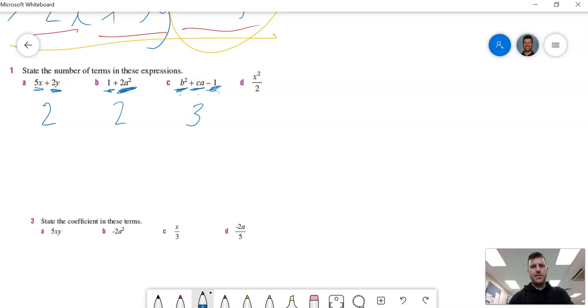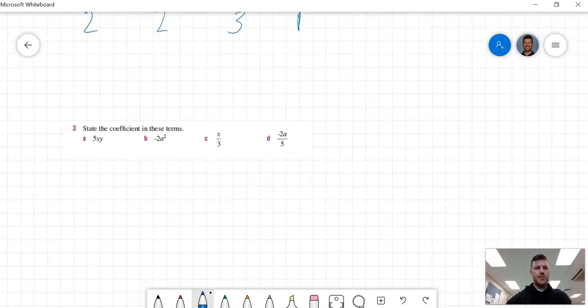And for D, again, you may think there's 2 terms here, but there's not. Remember we said that a term involves the operations of multiplication and division. So this fraction line here actually means to divide by. So that is just 1 term. Alright guys? Okay, moving on to question 3.